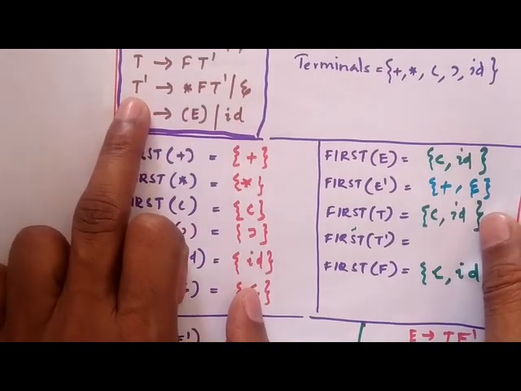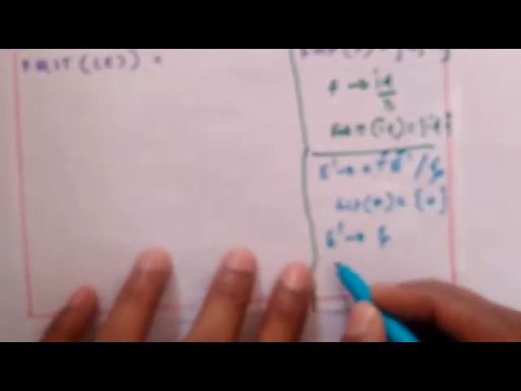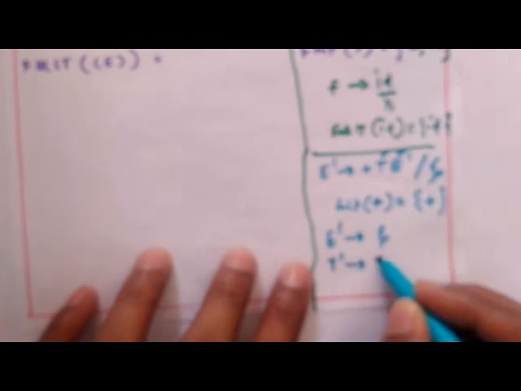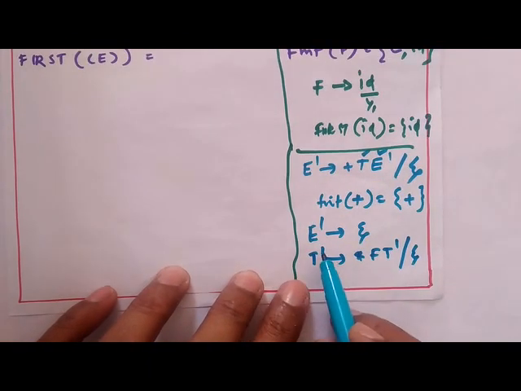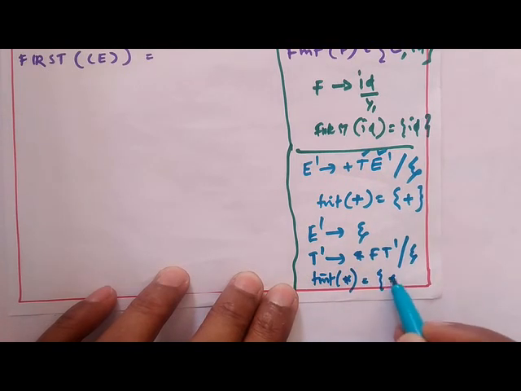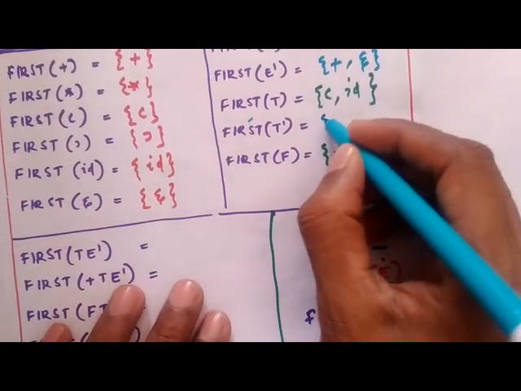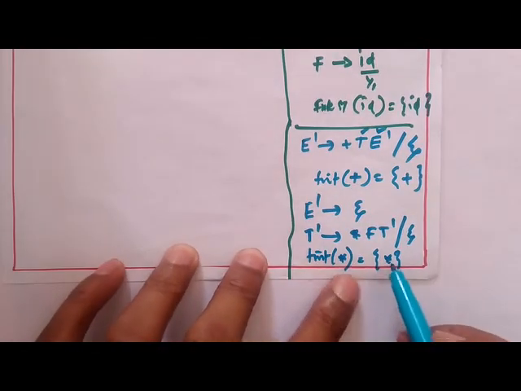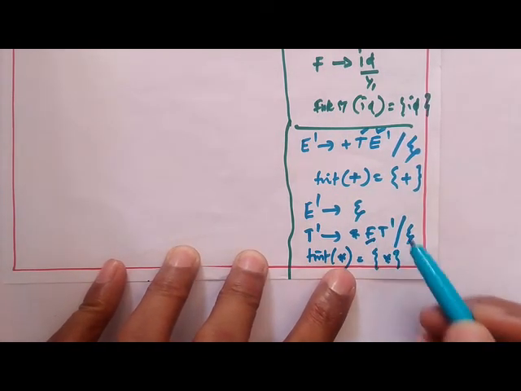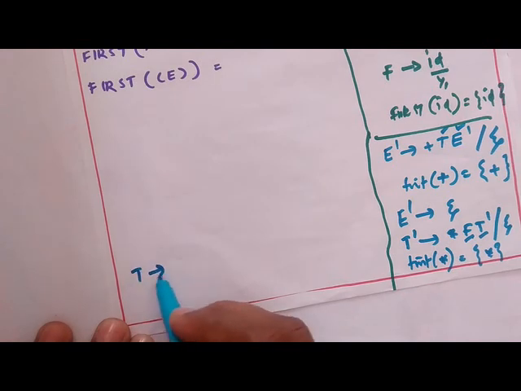There are two productions related to T dash: T dash gives star F T dash, or epsilon. For computing first of T dash, we need to compute first of star. You already know first of star is star alone. Then as per our rule, first of T dash contains everything in first of star except epsilon. So here we can write star. Then there is no epsilon, so no need to compute first of F and first of T dash. If it contained epsilon, then we would need to compute first of F, which is the rule. Then next, one more production is there: T dash gives epsilon.